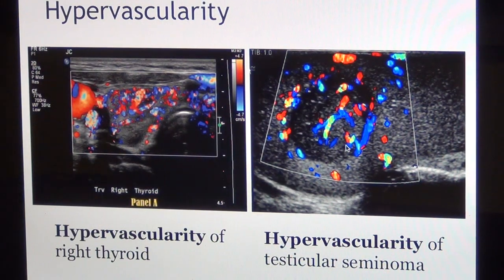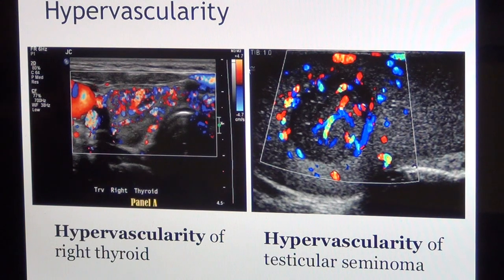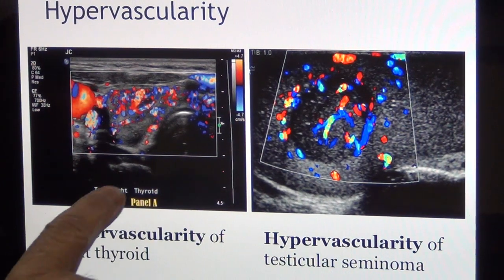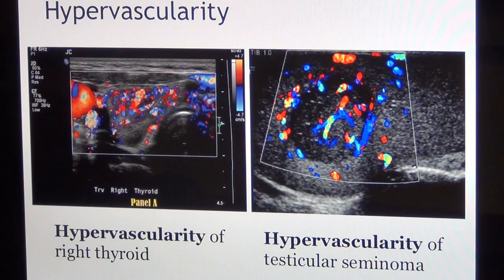So you have to train your eyes. Look at the gain adjustment first, okay. Gain is 50%, 60%. If you see this is the color and your gain is 90%, I will say, oh, this is an artifact. You increased the color gain, that's why it came like that. Go down to 50 to 60, then show me the color. Then if it is colorful like that, I will tell you it is hypervascularity.